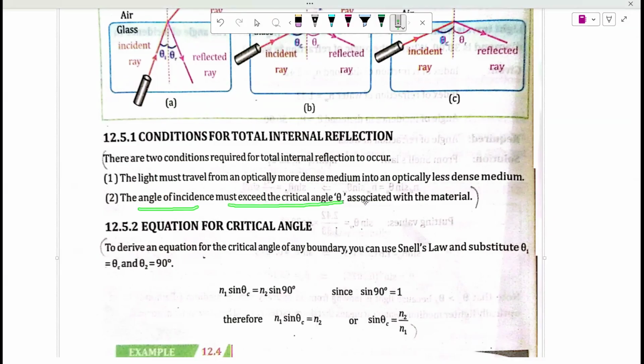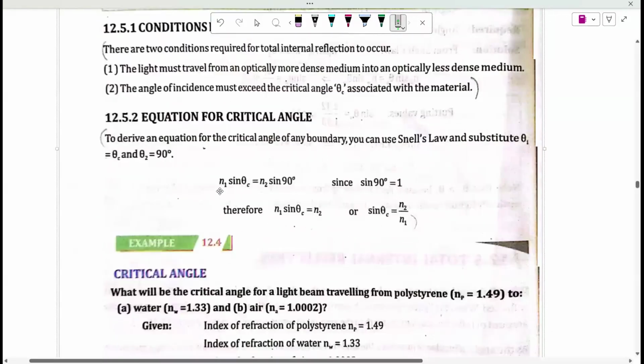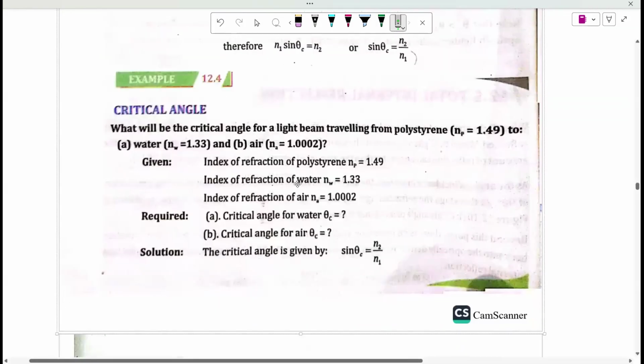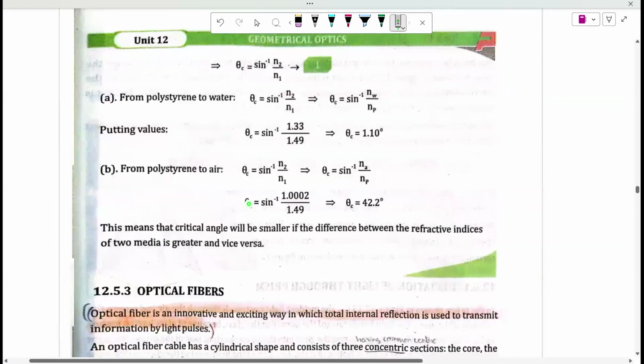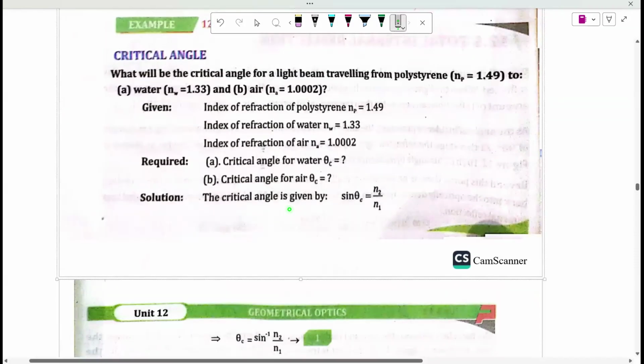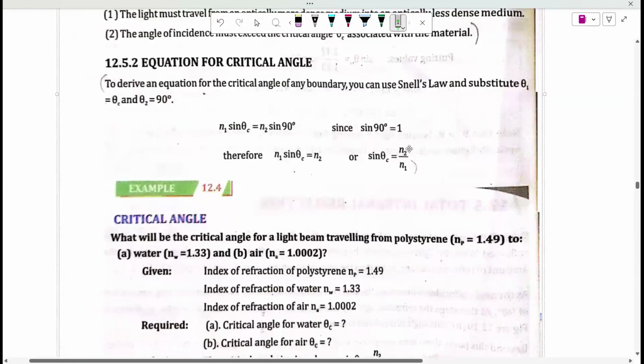For total internal reflection, angle of incidence must exceed the critical angle, जो मैंने भी आपको explain किया. Then उन्होंने values put किए यहाँ पे. N1 is considered as the denser medium. Critical angle is theta. And respectively, by putting the value, we reach to a formula, I guess आगे example start होगी.